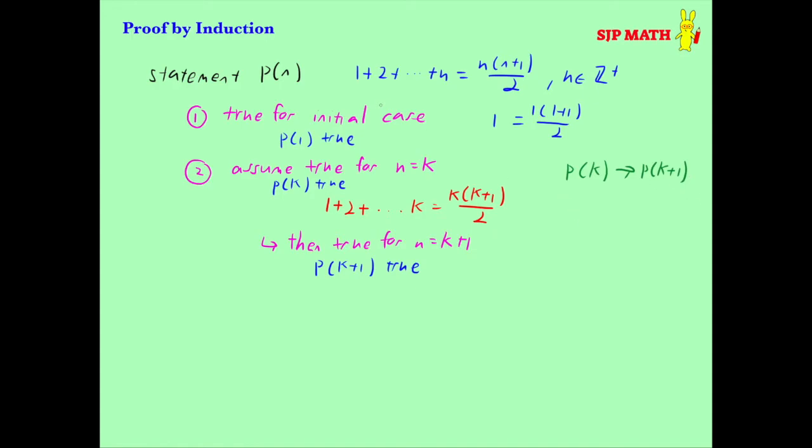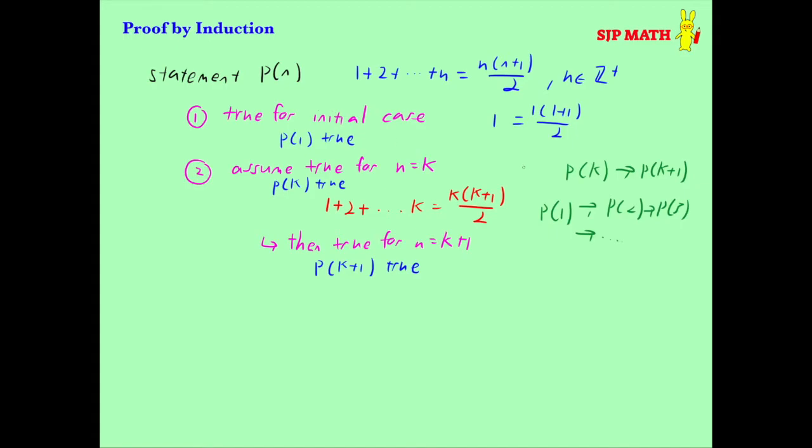And we also proved in the first step that the initial case is true. And then this implies that p of 2 is true, and then p of 3 is true, and so on. So it's like a chain reaction. It covers all the numbers in the given domain. So it proves that the statement is true for all numbers within the domain.